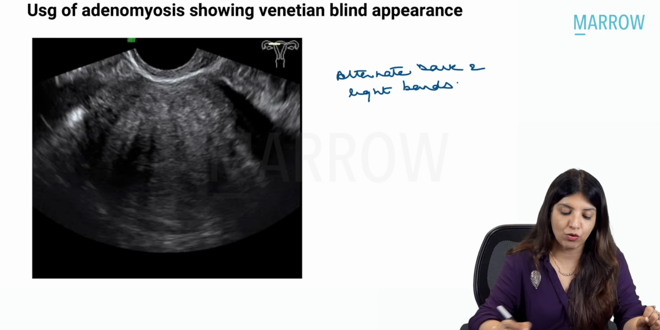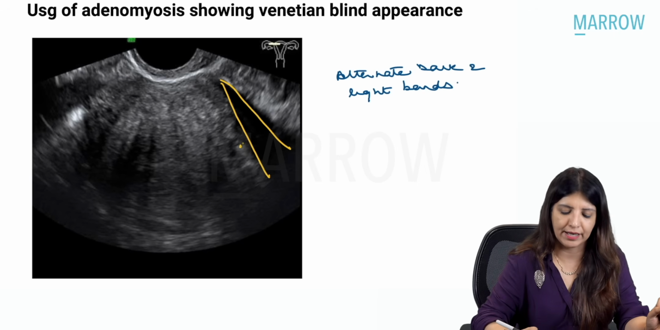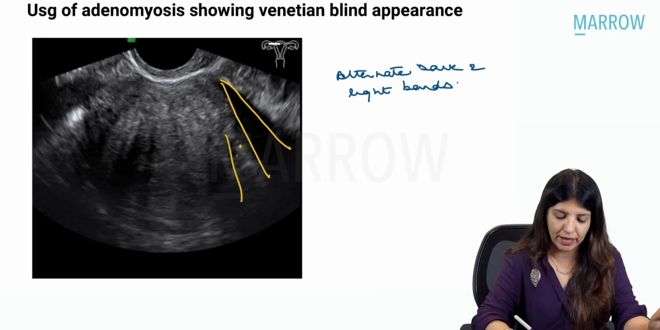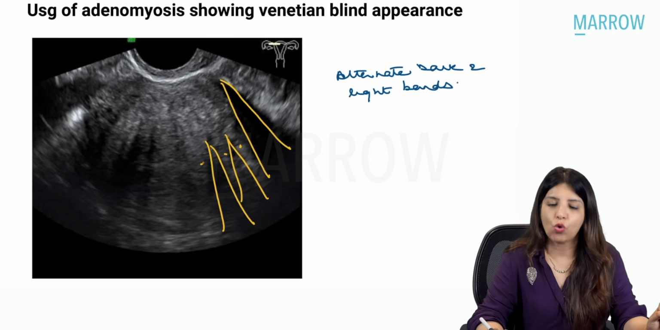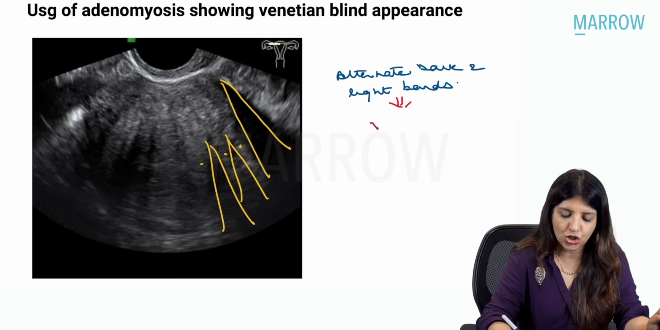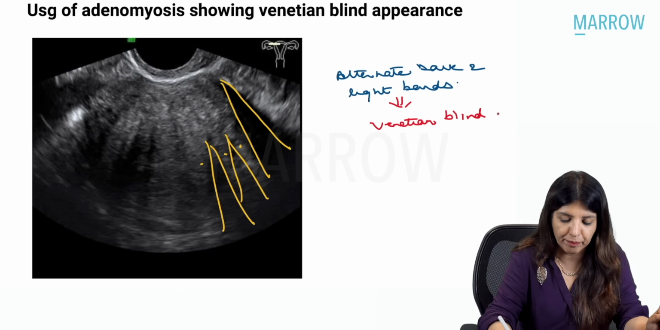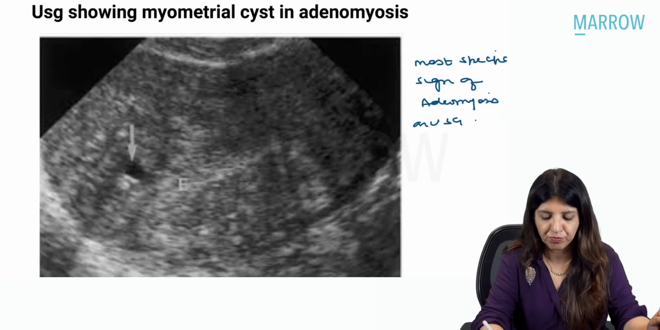In this ultrasound, what are you seeing? In this ultrasound, you are seeing alternate dark and light bands. Dark band, then light band. Dark band, light band, dark band, light band. These alternate dark and light bands are what is called the Venetian blind appearance. And this Venetian blind appearance is something which you see in case of adenomyosis of the uterus, right?